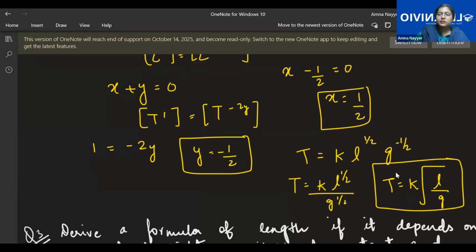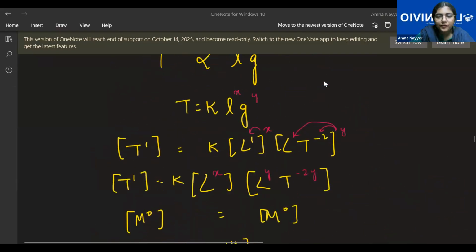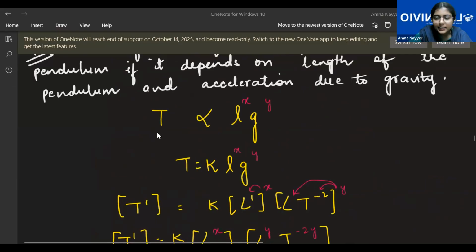Tell me, have you all got this? Ma'am, can you explain one more? Yes, I'll explain. See, time is directly proportional to length and acceleration due to gravity. This is what the question said.